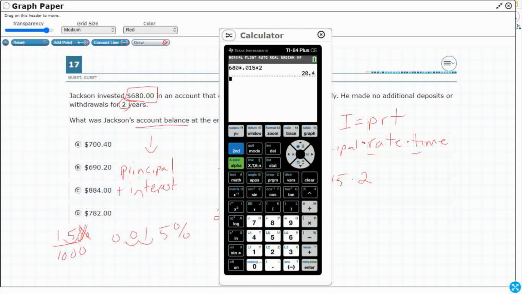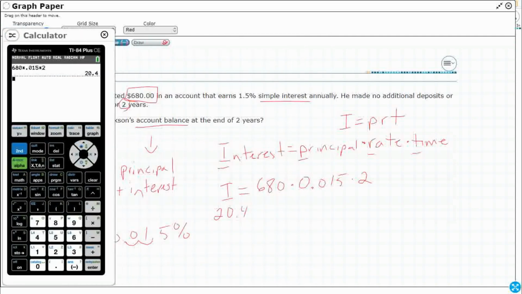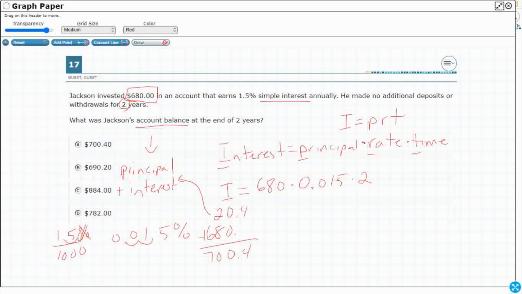And if we look, that is not an option. That's not one of our answers because we're not looking for the interest. We're looking for the account balance. So I need to take that interest right here and add it back into the principal. So what's my principal? Remember, it was 680, right? So we can just add 680, and you get 700.4 or $700.40. Our answer here is A.